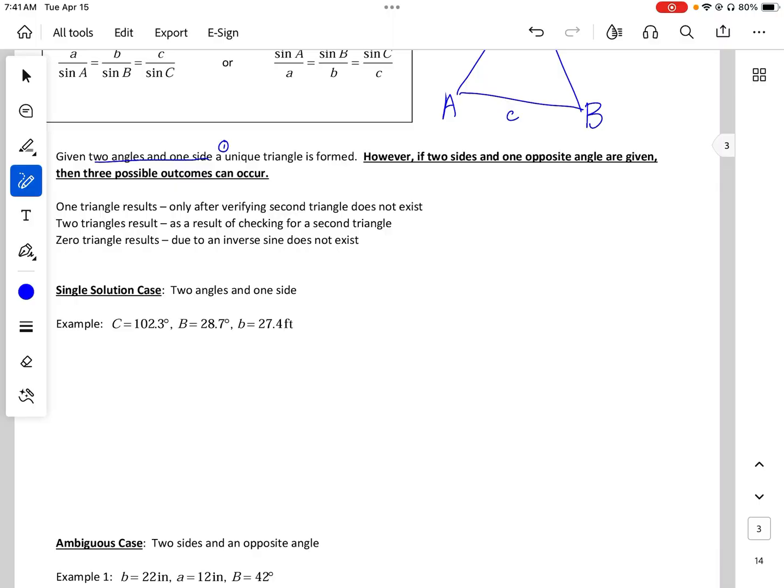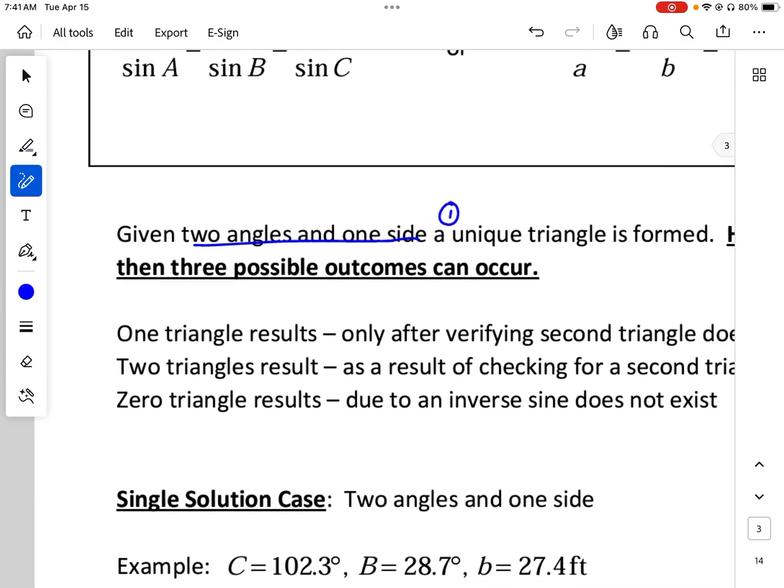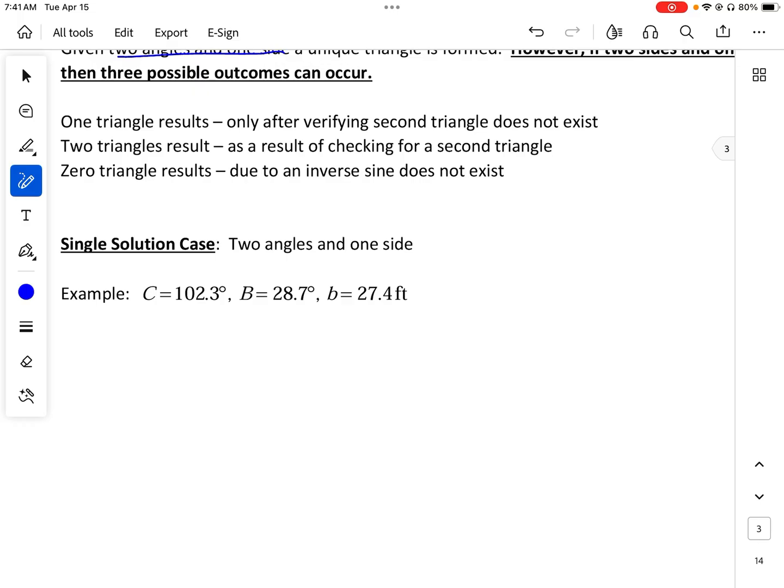Okay, so we are going to look at this first one. It's a single solution case. So we have two angles and a side. See how it says given two angles and one side, one unique triangle is formed. We don't have to draw this, we can just write what we're looking for. We need angle A, side A, and side C. We are given B and C. So let's use the B over sine B.